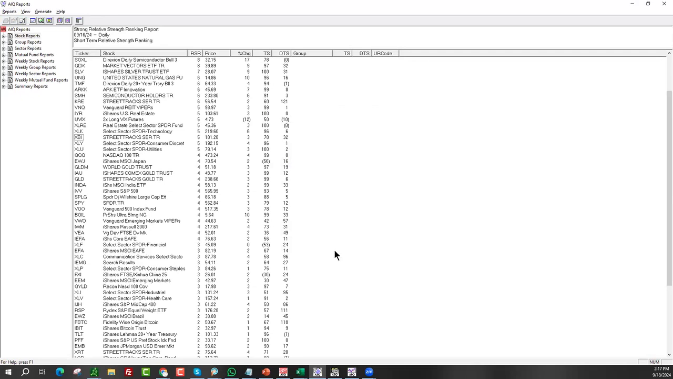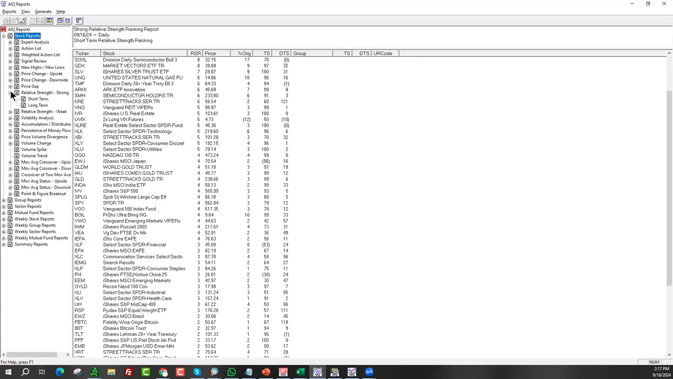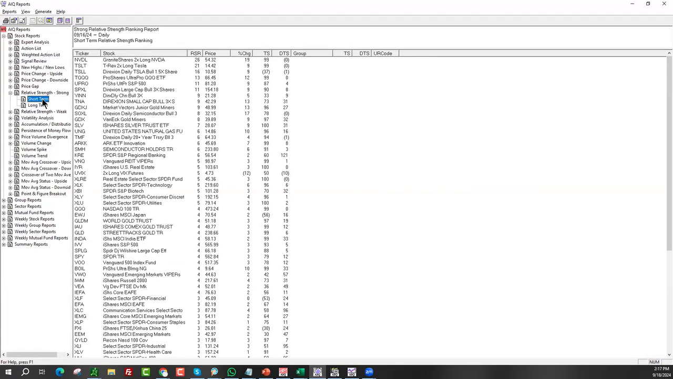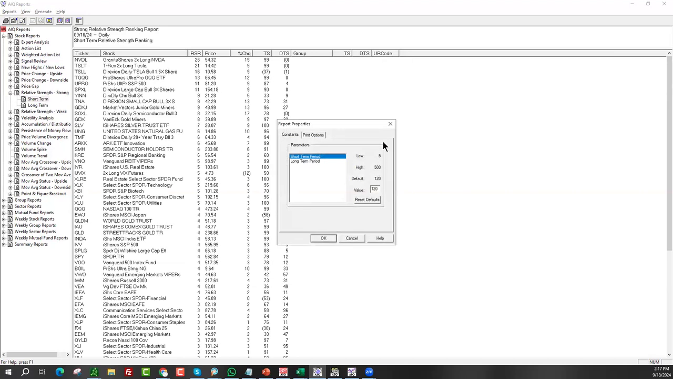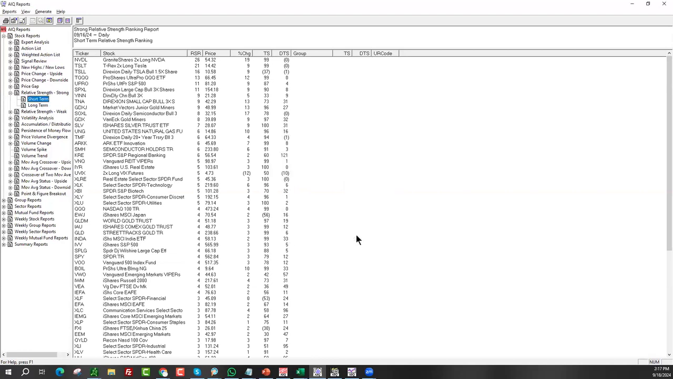So here we have the report itself, right here: stock reports, relative strength strong, short term. Let's look at this real quickly. I right-clicked on that. What we're looking at here is a long-term period of 240 days and a short-term period of 120 days. That's the period we use to get our relative strength measurement of the trend on these ETFs. 120 days is a reasonable amount to give us an idea if it's in a trend.